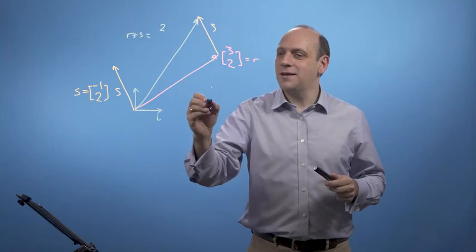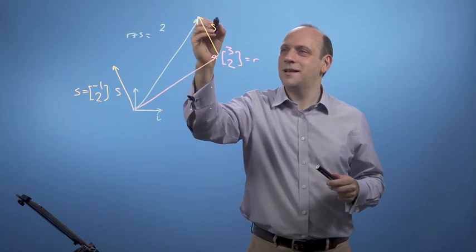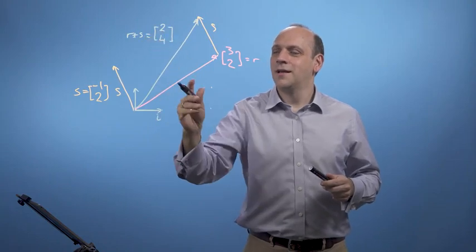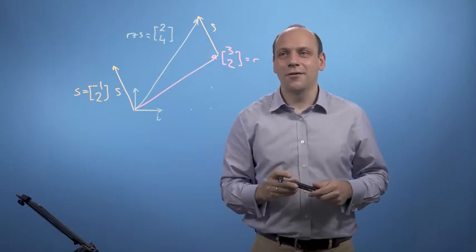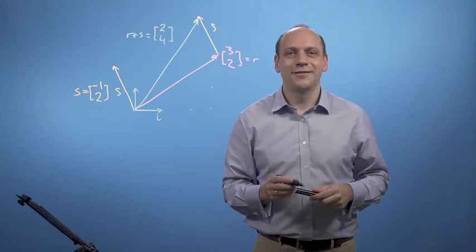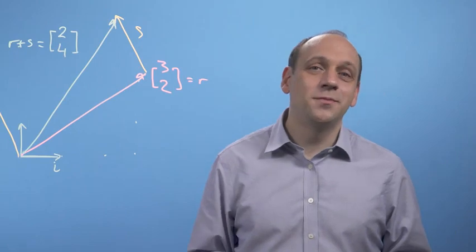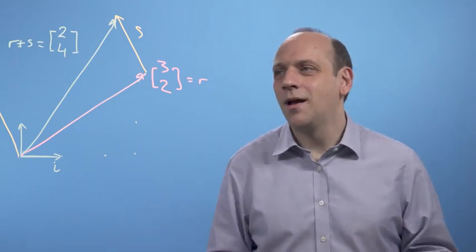And in the j's, r takes us up 2 and s takes us up another 2. So that's a total of 4 j's. So we can just add up the components when we're doing vector addition. Because we're doing this component by component, vector addition must be what's called associative.